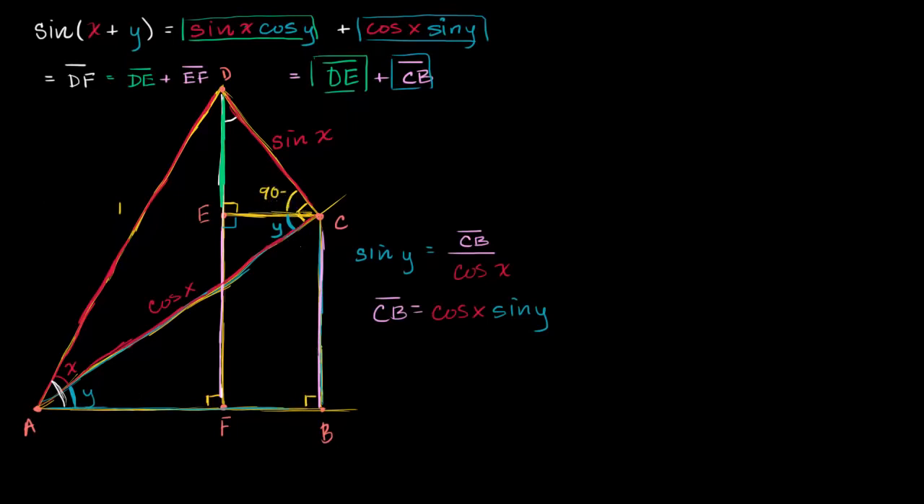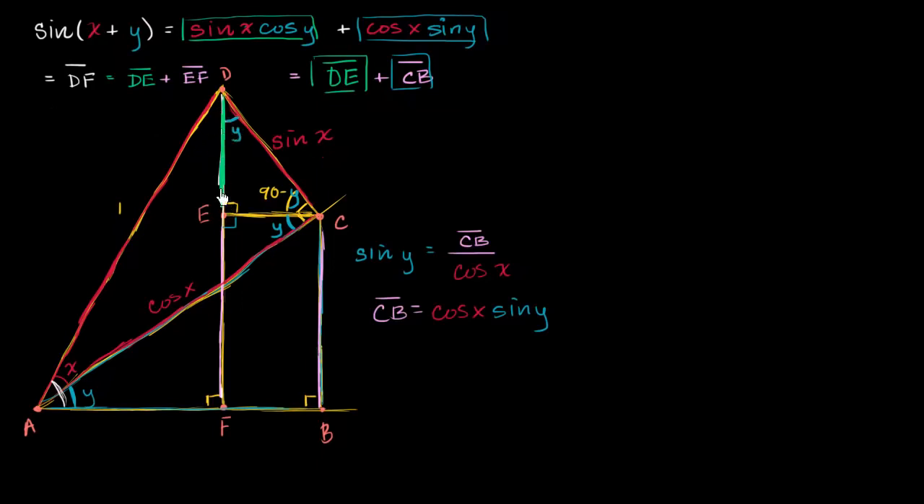90 minus y. And if this is 90 degrees and this is 90 minus y, then these two angles combined add up to 180 minus y. And if all three of these add up to 180, then this thing up here must be equal to y. Validate that: y plus 90 minus y plus 90 is 180 degrees. And that is useful for us because now we can express segment DE in terms of y and sine of x.